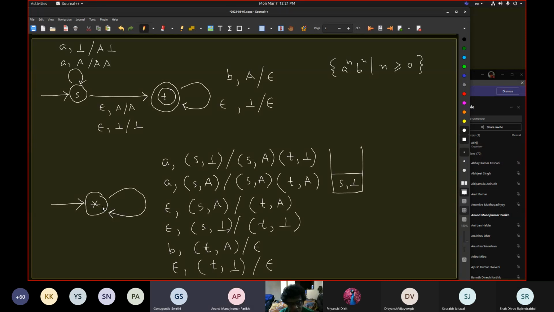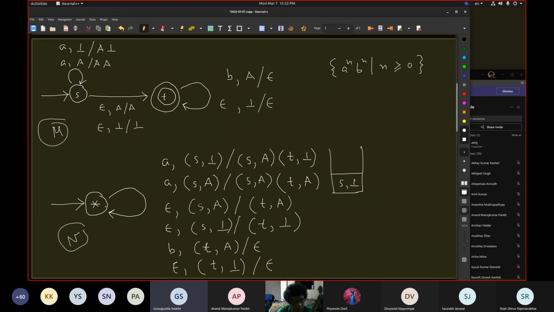I'm just remembering whether the original machine is in the push mode or in the pop mode by storing this S alongside the regular stack symbol for this machine, M. So this is my M. This is my N.